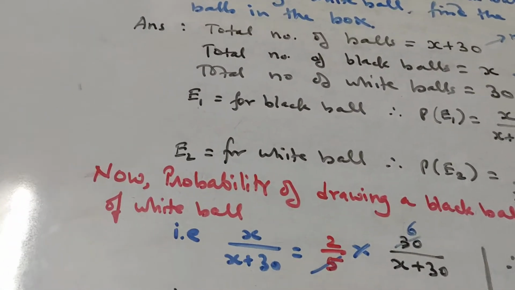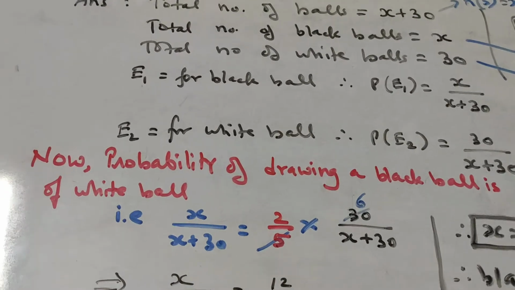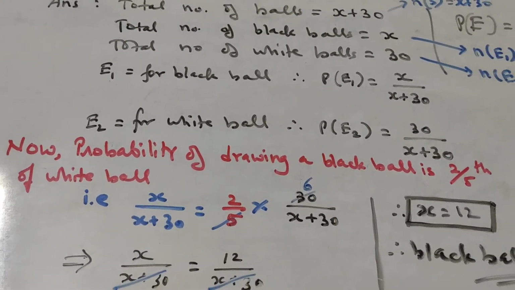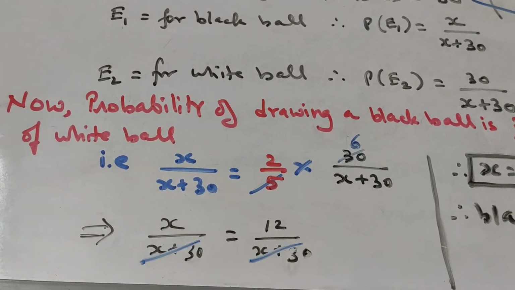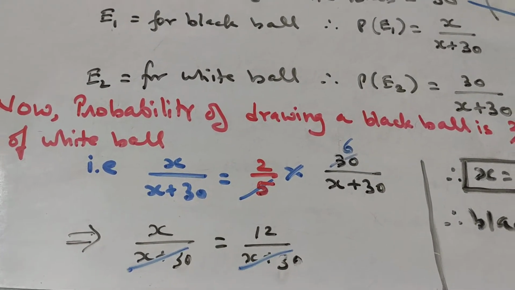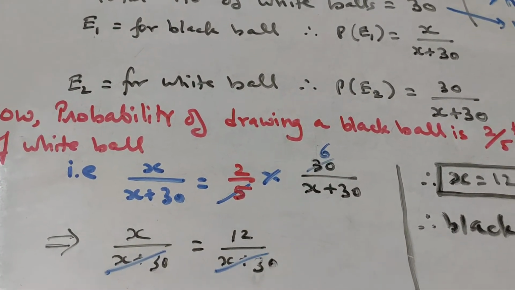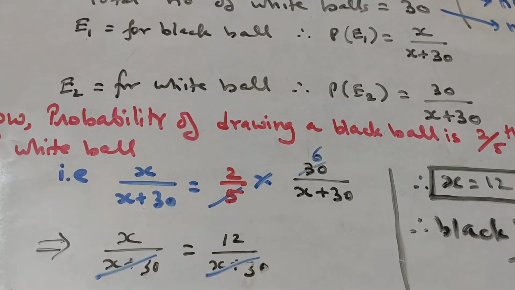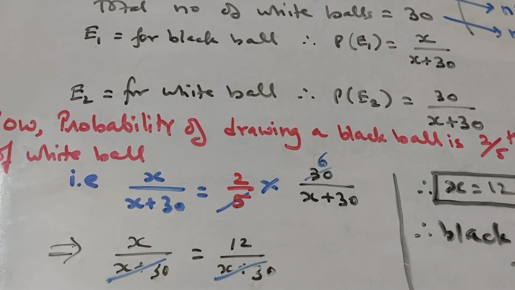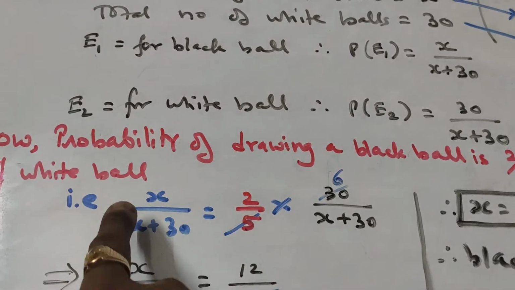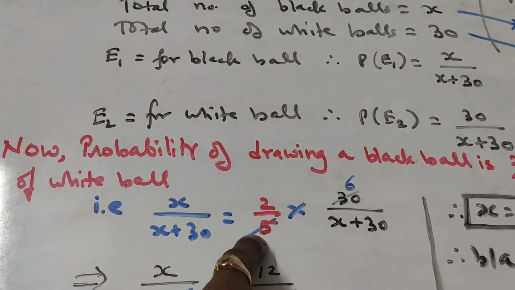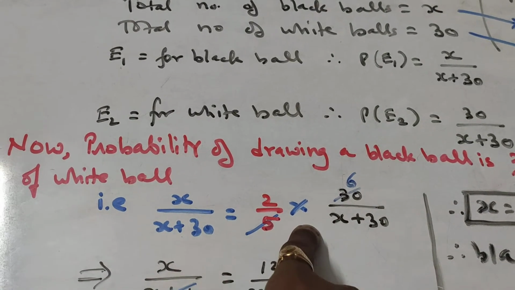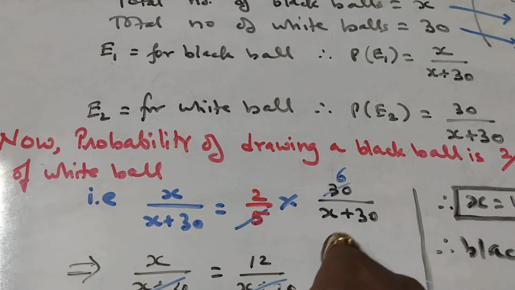So now, the probability of drawing a black ball is 2/5 of that of a white ball. So the black ball probability is x upon x plus 30 and the white ball probability is 30 upon x plus 30, and drawing a black ball is 2/5. So x upon x plus 30 is equal to 2/5 multiplied by 30 upon x plus 30.